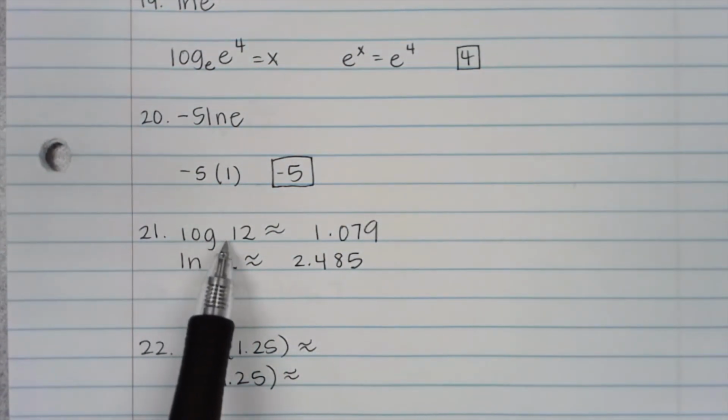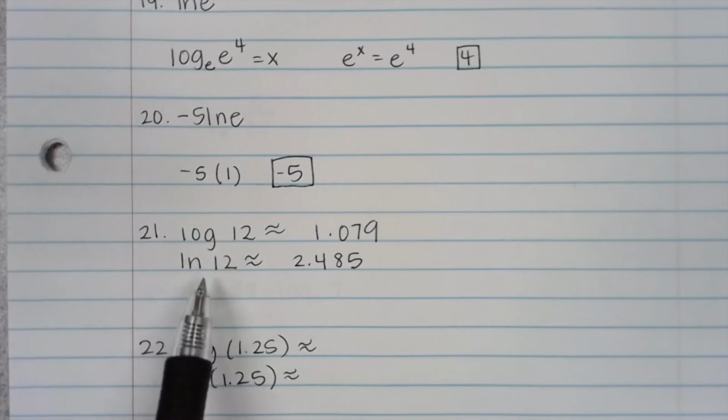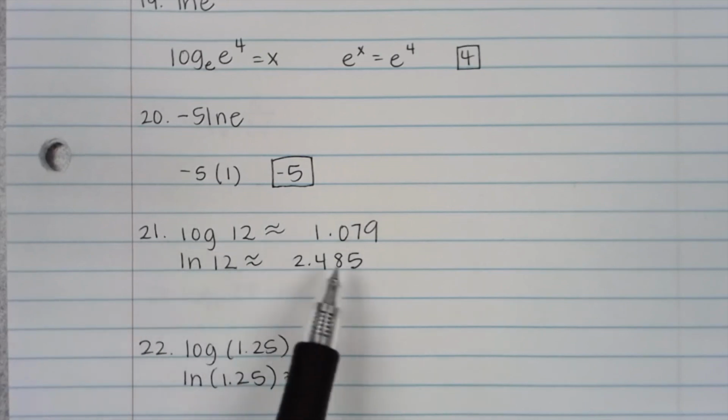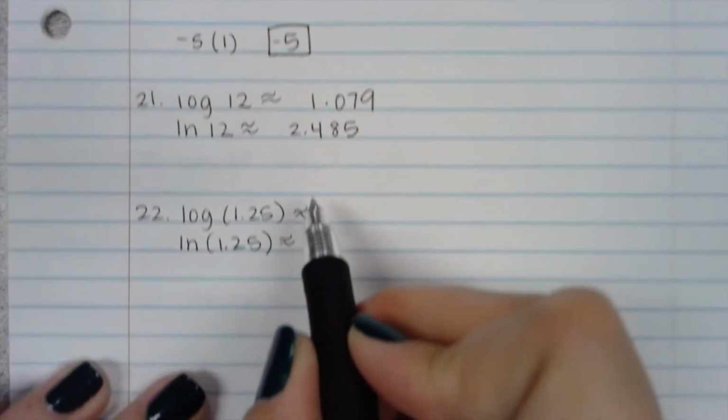Remember, this one means log base 10, and then this one means log base e. So they are different from one another, and you do get different answers for these questions. So logs and ln's do the same thing in equations, but they don't mean the same thing when you're using them to evaluate expressions like this.